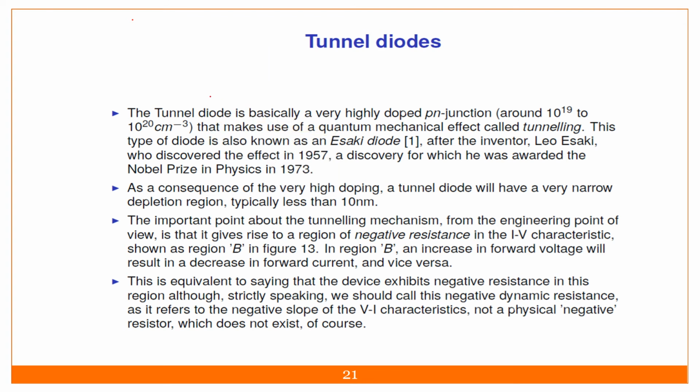What will happen in this case? The tunnel diode has a quantum mechanical effect. Normally we know that this is my nucleus, which contains a proton and a neutron, and the electrons orbit in specific orbits. Electrons are revolving like this.